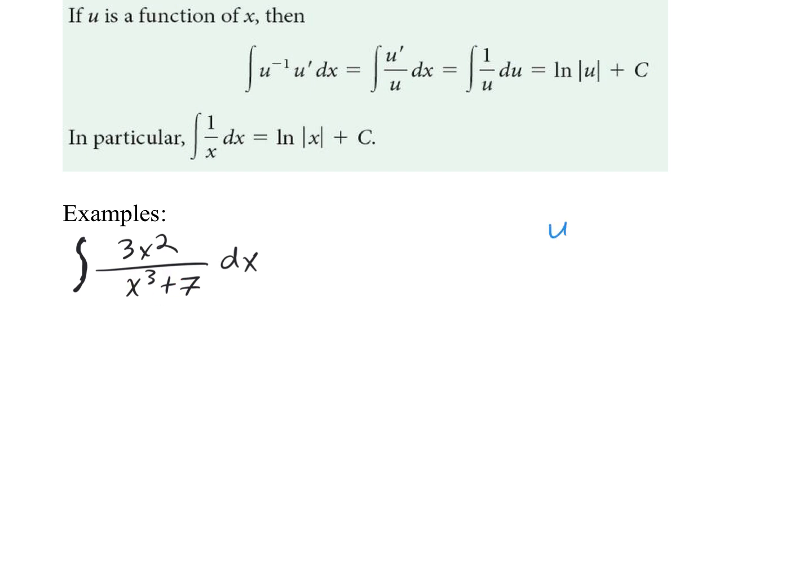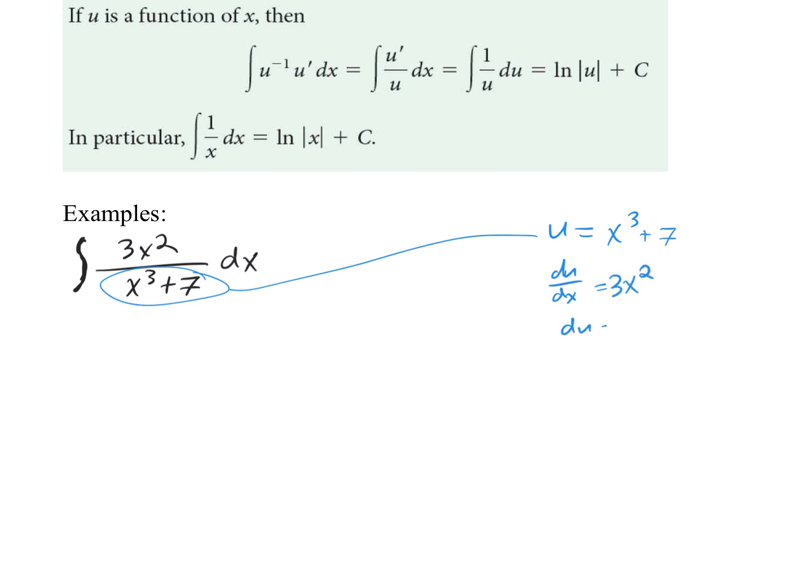All right, well, let's pull out our handy-dandy u substitution. U is going to be equal to x cubed plus 7, and then du dx is going to be equal to 3x squared.